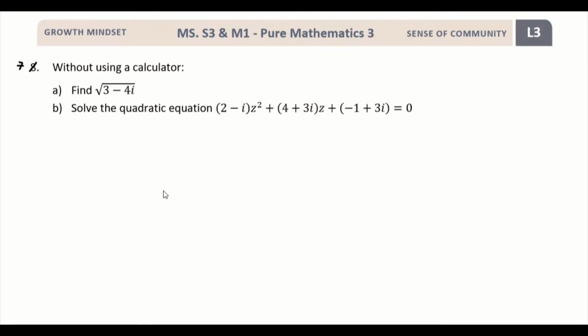Okay, number 7, without using a calculator, find the square root of 3 minus 4i, then solve the quadratic equation given here. For the A part, it's exactly the same thing as number 6 just now. What is important here is the part B. For the A part, I will just fast forward everything so you can try it out by yourself first.